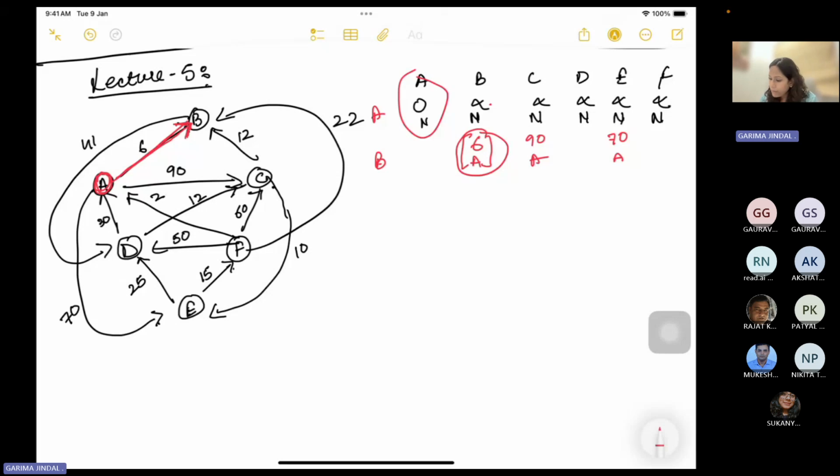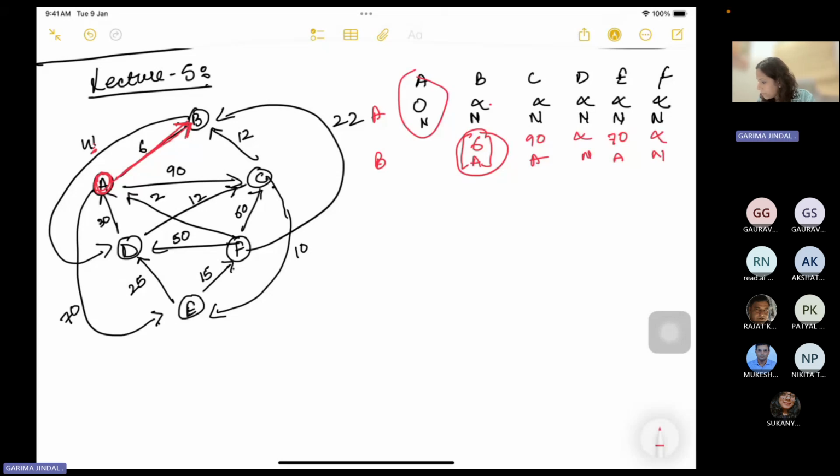From B we can reach D, right? And the distance is 41 here. So the total distance will be 6 plus 41, that will be 47. So here we will update the infinity to 47.